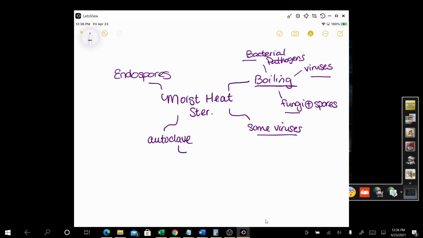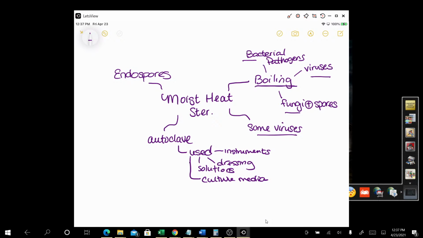it's an instrument that is used for sterilization, sterilizing instruments, sterilizing dressings, solutions. What else? Culture media. So let's put that down here. Culture media. All right. Autoclave is an instrument used to sterilize certain things like instruments, dressings, solutions, and culture media.